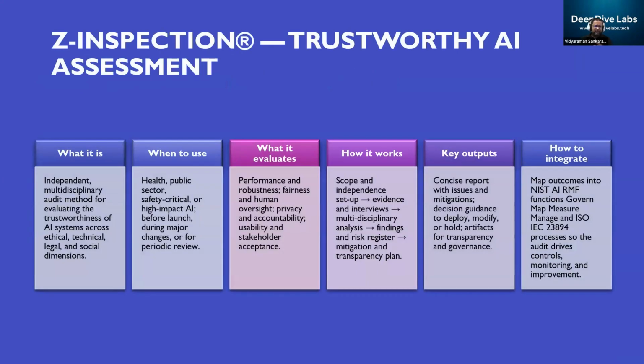The next one that we would like to very briefly talk about is this notion of Z inspection. The idea here is that you want to understand trustworthy AI assessment. So this is effectively an audit method for evaluating trustworthiness. And what it evaluates is performance, robustness, and fairness, but mostly through a questionnaire-based and an introspective method.